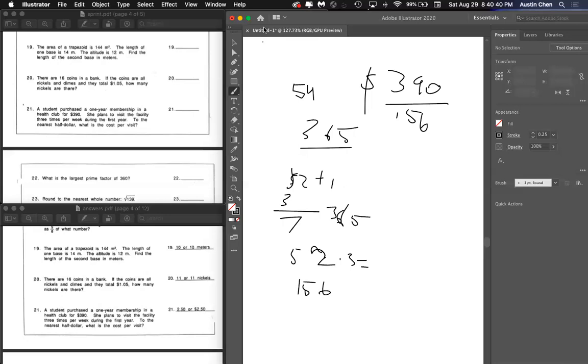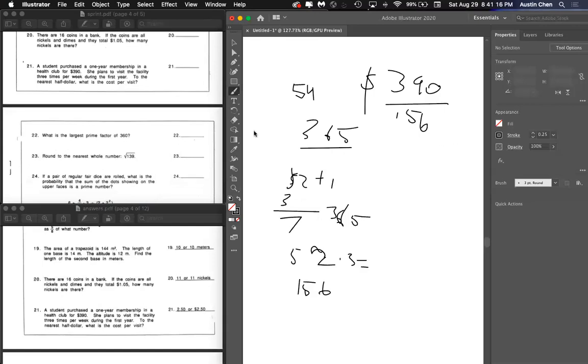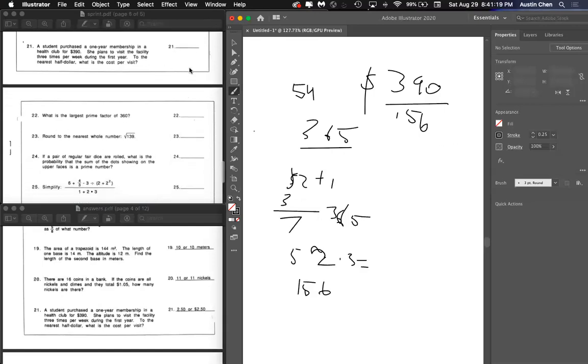So if you look at it, two times 156 is 312, right? And if you add one half of 156, that you're adding 78. So that gets you really close to 390, and that's the closest you're gonna get using only half dollars. So it's going to be $2.50. Yeah, just estimate it like that, and it'll be a lot quicker than if you actually try dividing.